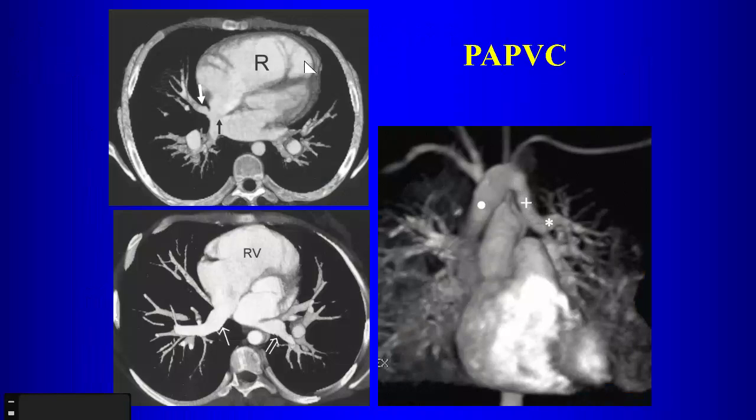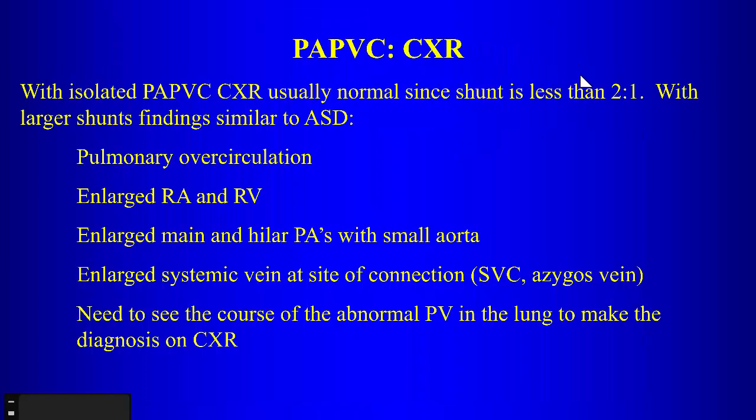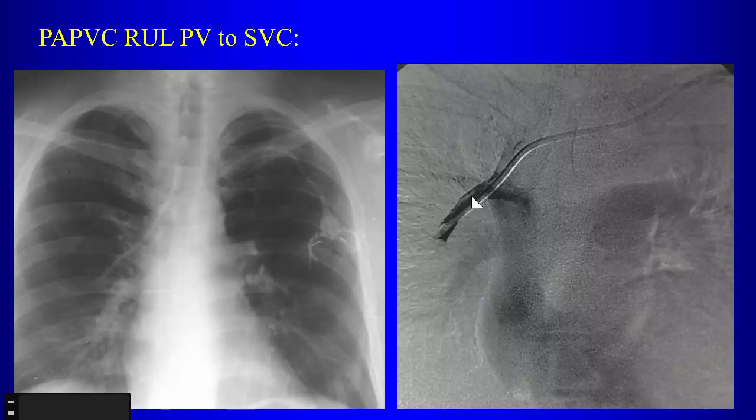The findings, just like with an ASD, right-sided, these can give you a left to right shunt, right-sided chamber enlargement, right atrium, right ventricle. So partial anomalous pulmonary venous return gives you the same findings as an atrial septal defect. Okay, left to right shunt, enlarged right-sided chambers, and of course you can have big pulmonary arteries if there's enough left to right shunting. Okay, and it's hard to identify the abnormal vein on the chest radiograph, of course, but you should be able to see it on CT.